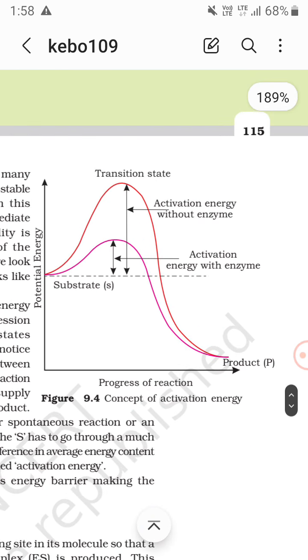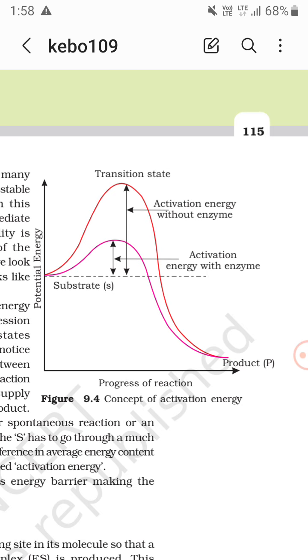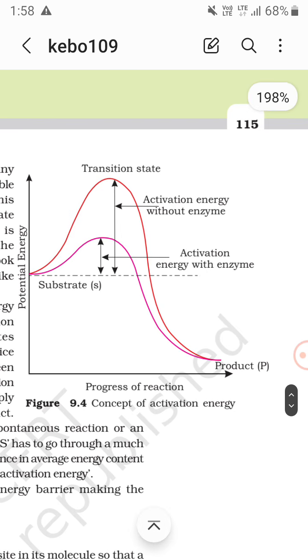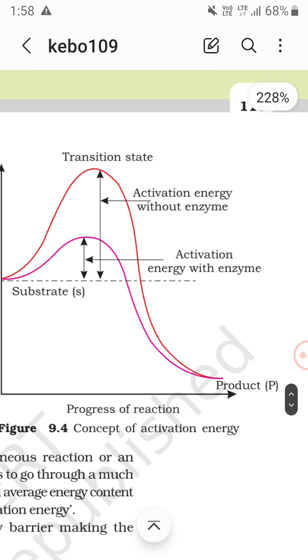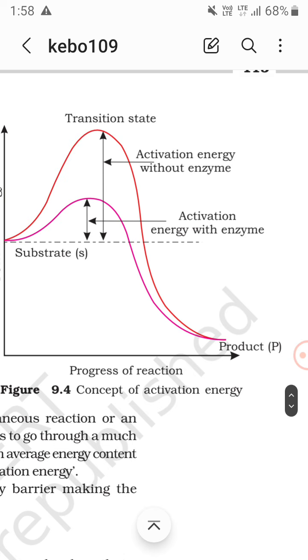Concept of activation energy: on the x-axis is the progress of the reaction, on the y-axis is potential energy. The substrate is at a higher energy level. Then there is the transition state. Now the activation energy without enzyme. The activation energy with enzyme is smaller than the one without, and then the product.